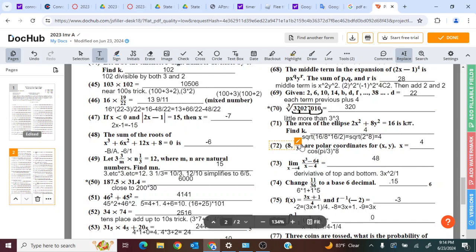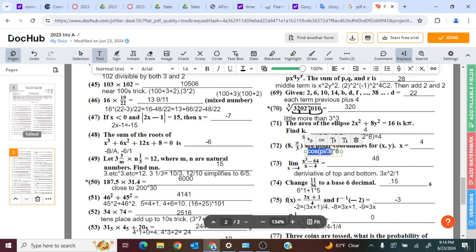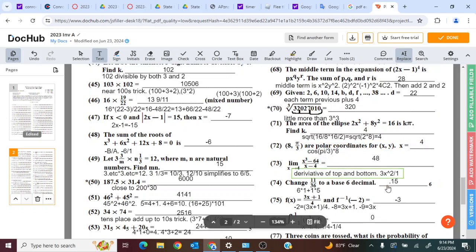8 is your radius, pi over 2. These are polar coordinates. Basically, to get x and y, you do this, multiply it by cosine of this value to get x. So cosine of pi over 3 is 1/2, times 8 is 4.